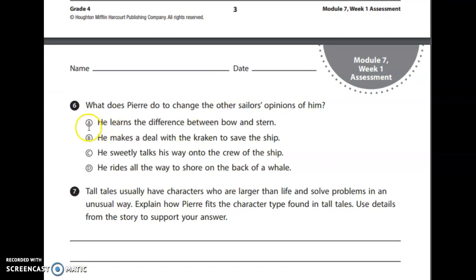Number 6. What does Pierre do to change the other sailors' opinions of him? Stand if you think it is A. He learns the difference between bow and stern. Sit in your chair if you think it's B. He makes a deal with the kraken to save the ship. Sit on the floor if you think it's C. He sweetly talks his way onto the crew of the ship. And tap your fingers if you think it is D. He rides all the way to the shore on the back of a whale. Our answer here is B. He saves the ship.